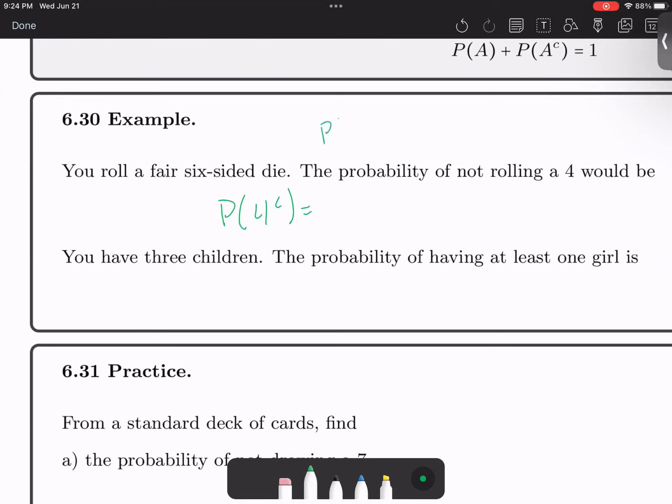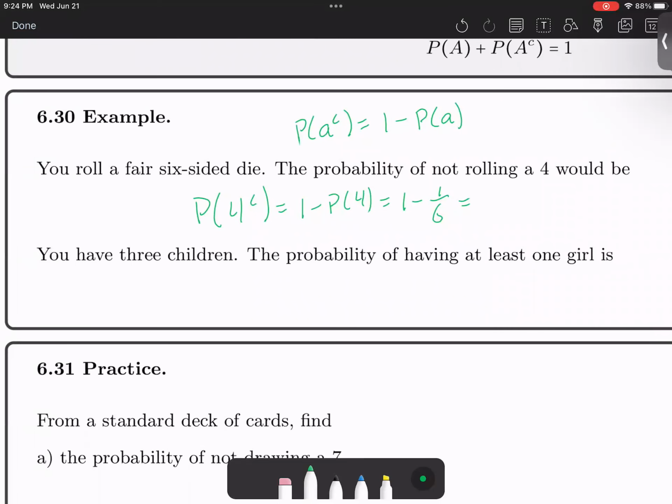So let's remind ourselves, the probability of A complement is 1 minus the probability of A, right? Because it's either A or A complement. So those two sets make up the whole space omega. So the probability of 4 complement will be 1 minus the probability of 4. That will be 1 minus a 4 is 1 result out of the 6 on the fair die. So this will be 5/6, right?